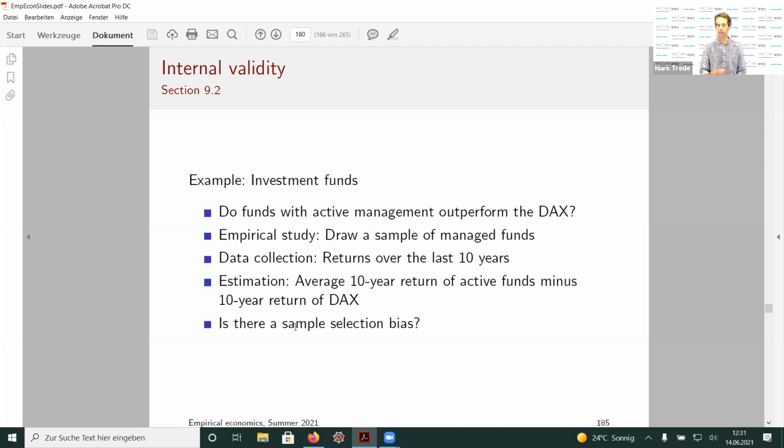And then the estimation is quite simple. Suppose we don't care about any omitted variables and so on. Suppose we only estimate the average 10-year return of active funds minus the 10-year return of the DAX index or some non-actively managed funds, for instance. And then the question is, is there a sample selection bias?